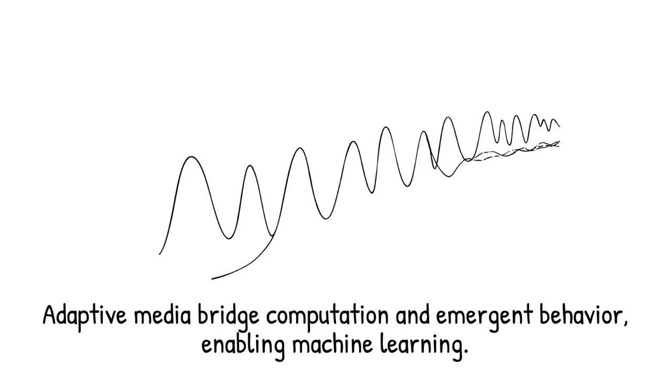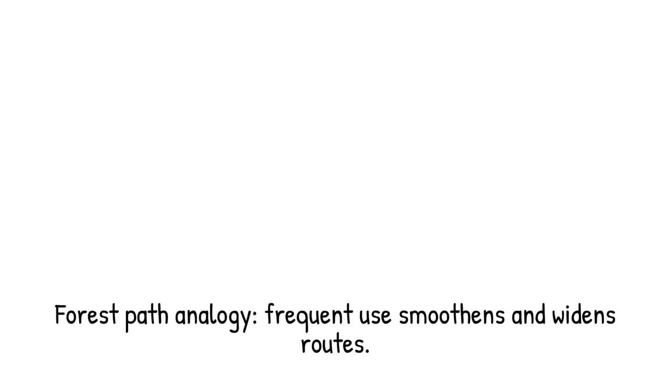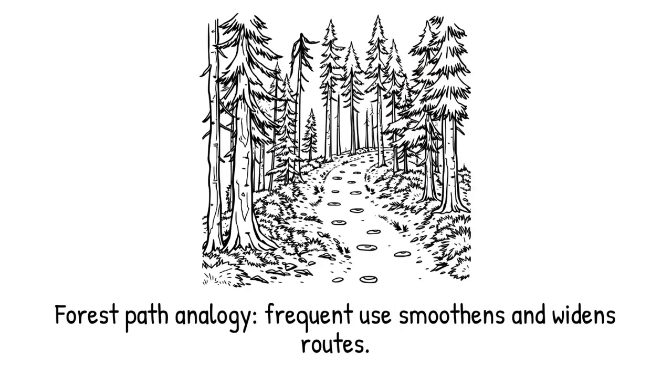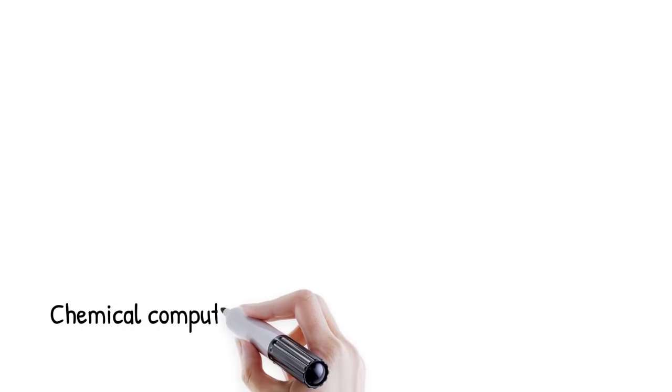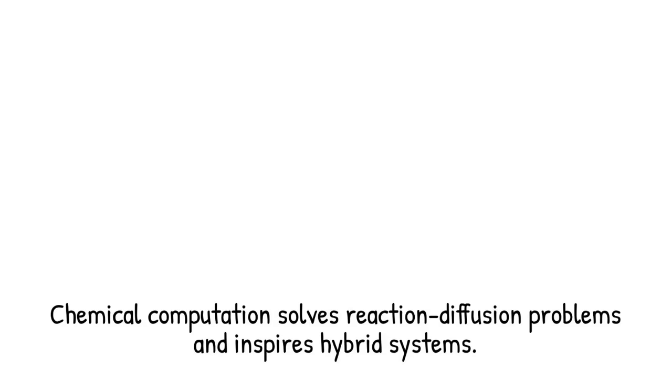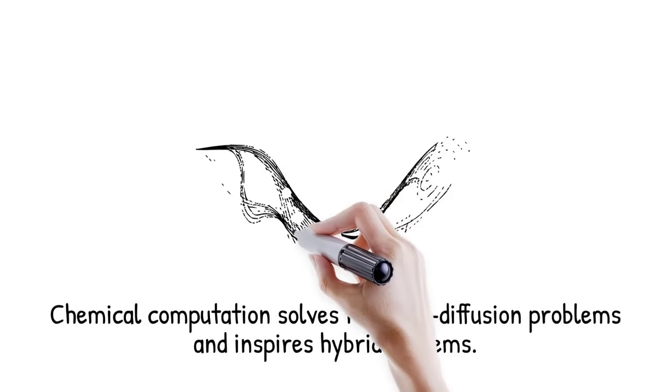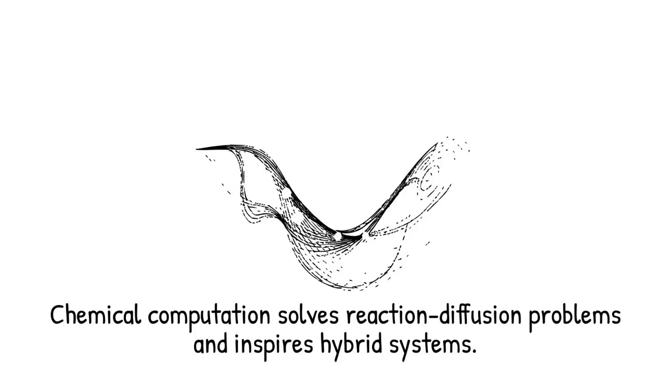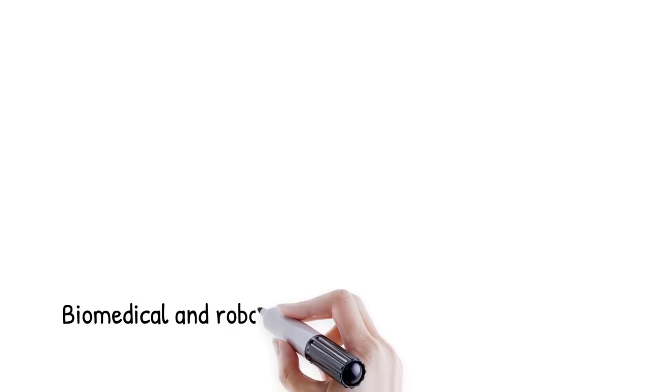A modified BZ medium increased wave speed in frequently used channels, effectively optimizing routing for repeated input patterns. It's like a well-trodden forest path, becoming smoother and wider as more hikers use it. Non-Turing chemical computation finds use in solving problems naturally suited to reaction-diffusion dynamics, such as shortest path finding, image processing, and spatiotemporal pattern generation. These media also inspire hybrid systems that combine chemical processors with electronic readouts for sensing applications.